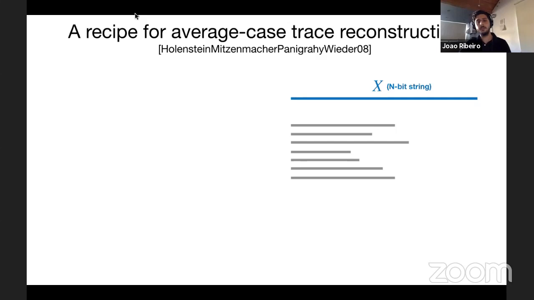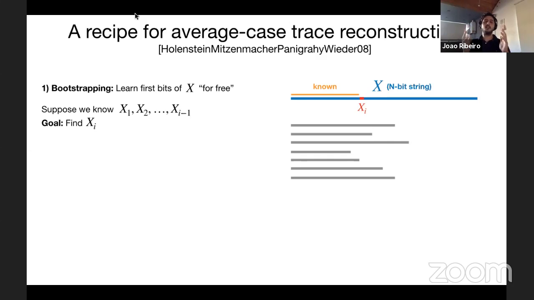The way this algorithm is going to proceed, it's going to proceed bit by bit. So we're going to find the first few bits of x, then we're going to find, say, the ith bit, and then from that we can find the (i+1)th bit, etc. First of all, learning the first few bits of x is very easy, and you can do it essentially for free, in the sense that you use very few traces. So now we assume that we know the first few bits of x, say x1 through x_{i-1}. Our goal now is to find xi using very few traces.